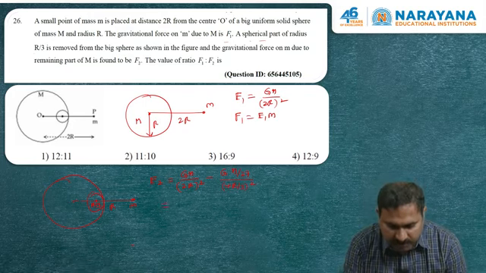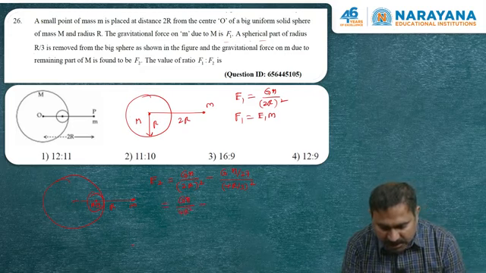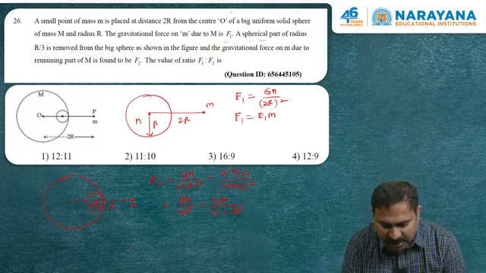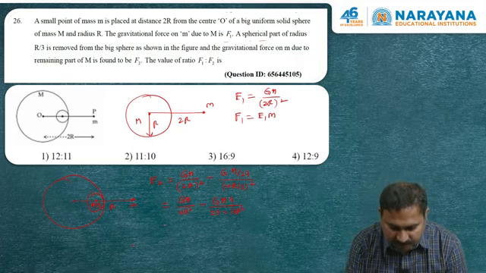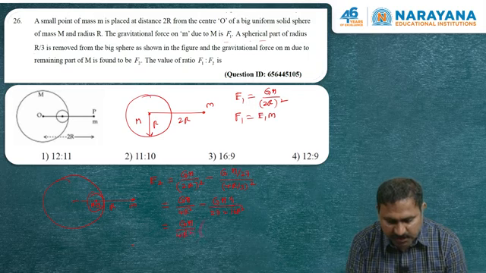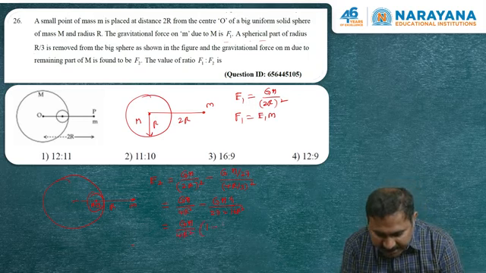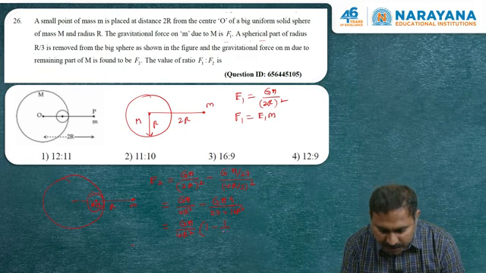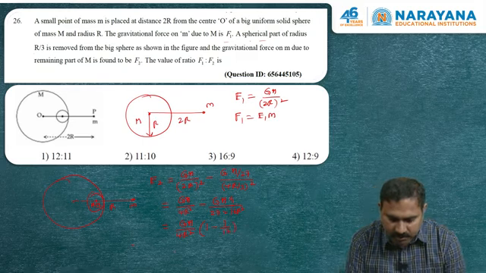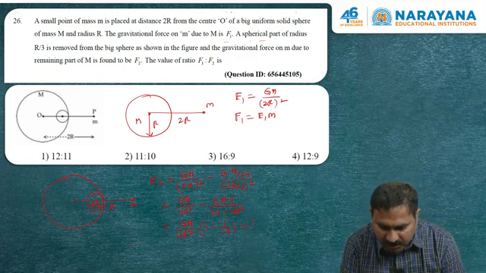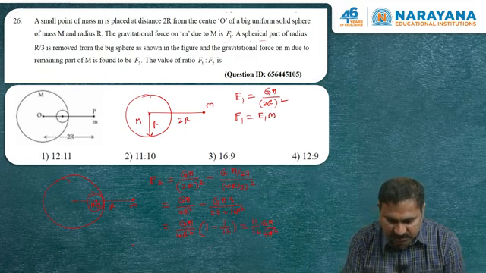So, this will be GM by 4r square minus GM by 27 into 16 r square by 9. Let us take GM by 4r square common from this expression. So, it will be 1 minus 1 by 12. It comes out to be 11 by 12 times GM by 4r square.